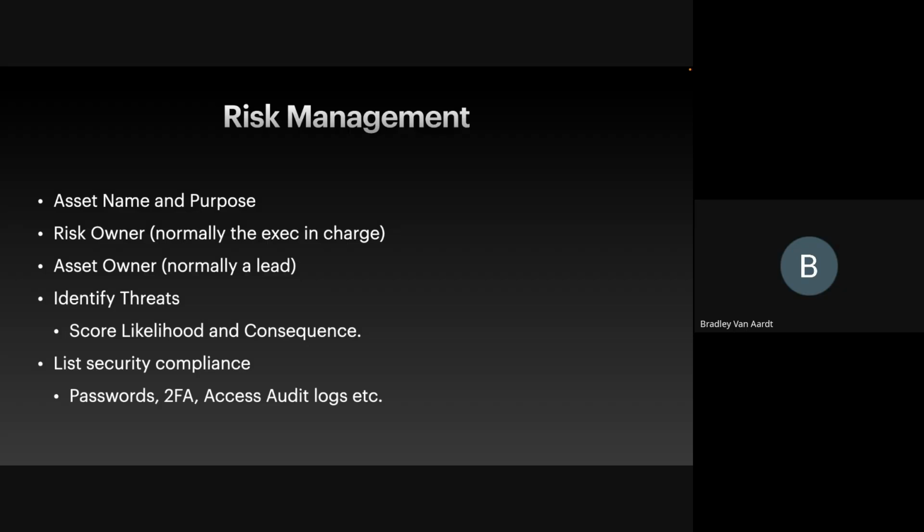And then you've got to identify threats to it, and then score it against a likelihood and consequence. And then you combine those likelihood and consequence scores to see what your overall risk rating is. And then for all those things, while you're doing it, just list normal security compliance. The basic ones are passwords, if you've got 2FA, if it's got audit logs enabled, all that kind of thing. There might be specific ones for your scenario.